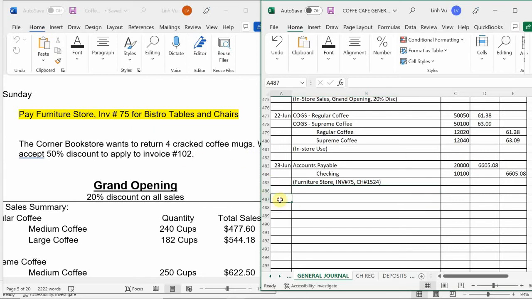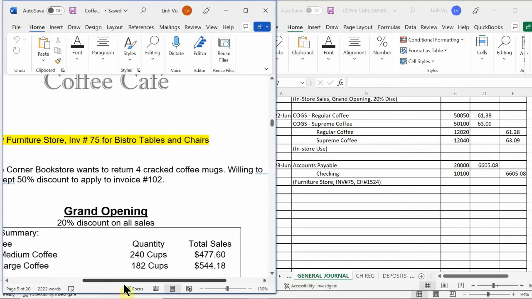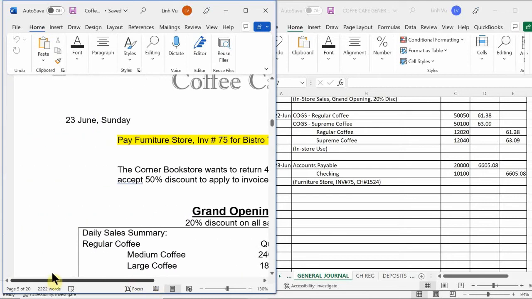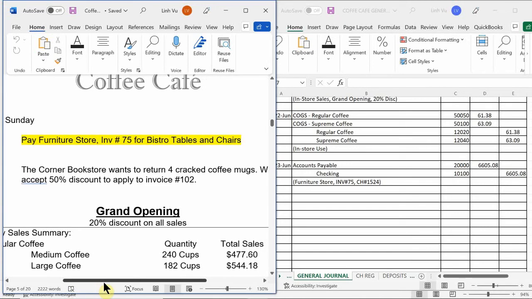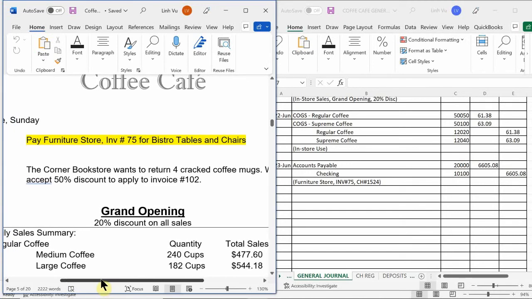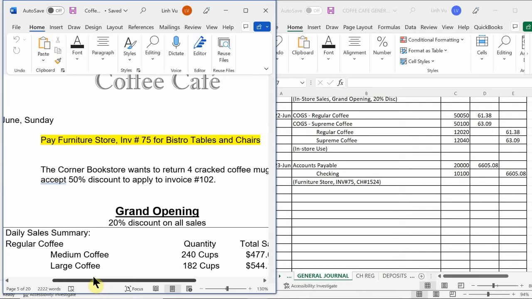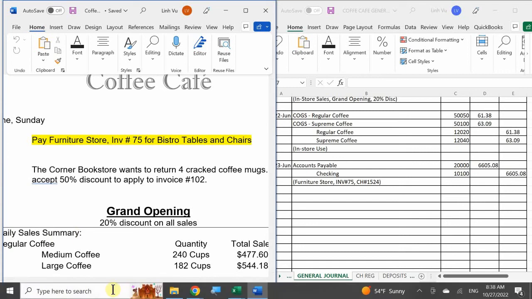All right, so now the next one here says that the corner bookstore wants to return 4 cracked coffee mugs. Oh man, Mr. Albert's not doing his job. No, he's not. Or he's doing a really bad job in this case. But he's willing to accept a 50% discount on the invoice 102. Maybe he knows Albert. So he's like, oh, it's cool, just do a 50% discount to be applied on his invoice 102.